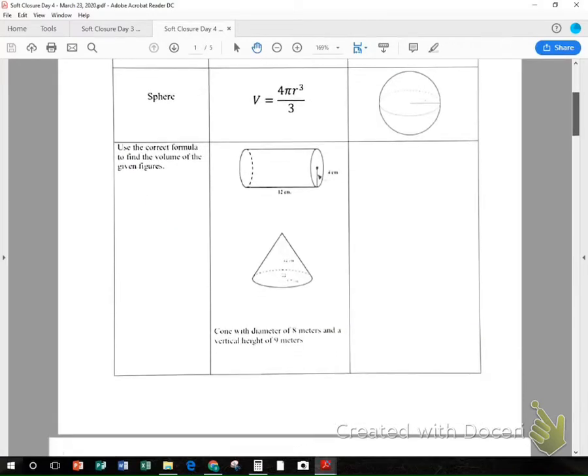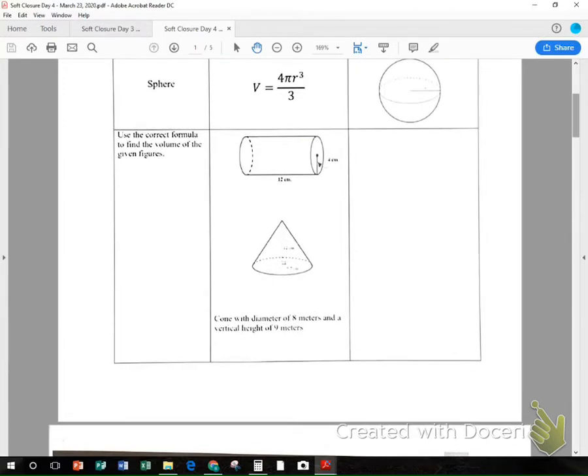First one. There is a cylinder and a cone right here. Let's do these two together. I need the radius and the height. Remember, for the volume of a cylinder, we have to go pi times the radius squared times the height. So the volume of this thing equals pi times the radius squared. The radius is from the center of a base out to the edge.